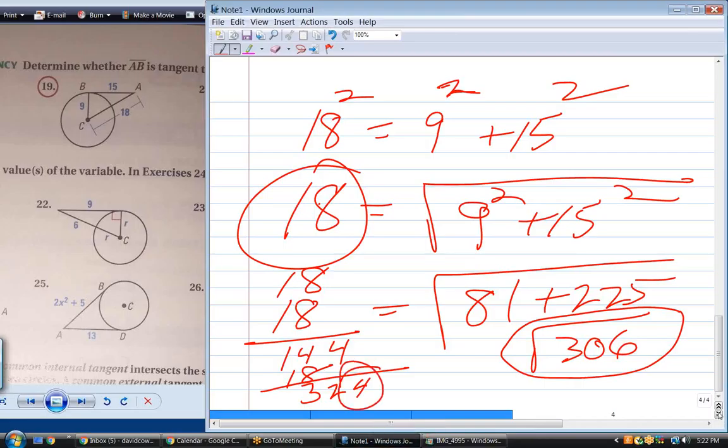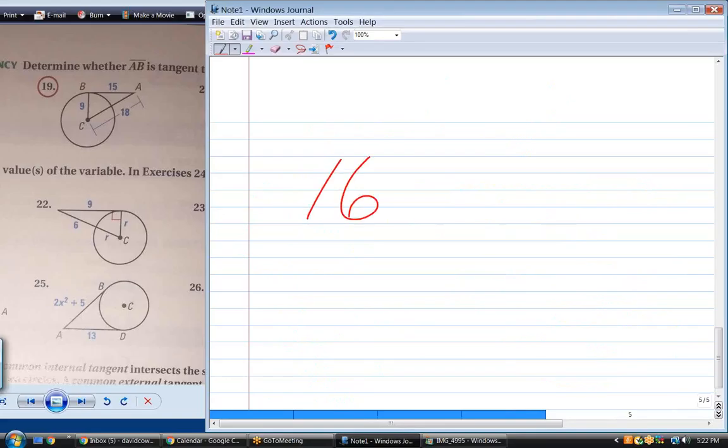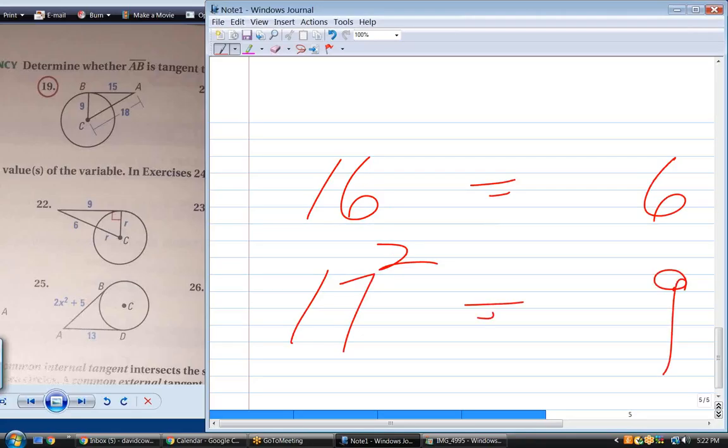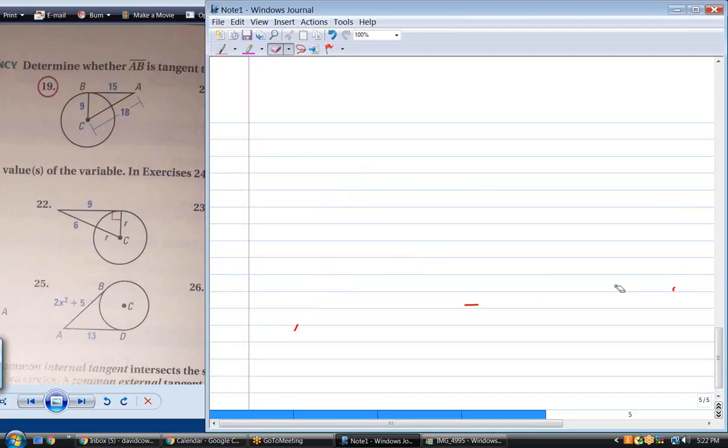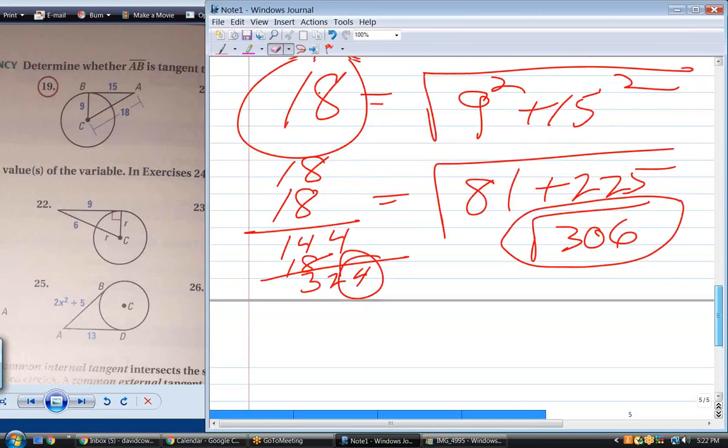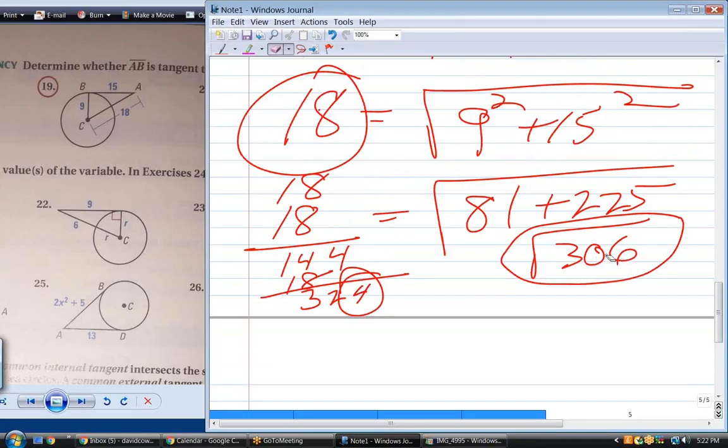And that's true with any number. If I said, what's the square of 16? Well, you know the last digit is 6 times 6, so it has to be a 6. If I said, what's 17 squared? You know the last digit has to be a 9. So on problems like this, you don't actually have to solve them. You just have to know that it's not the correct answer. In other words, all I have to know is that the square root of 306 is not 18. And if it is not, then AB is not tangent, even though it looks like it is. They've drawn it to make it look like it is tangent.